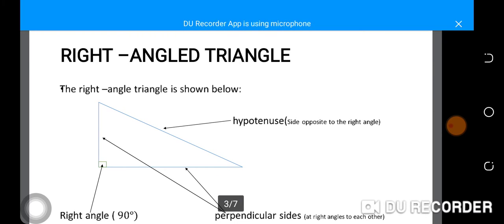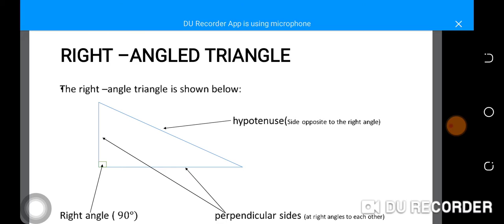Now let us have a look. Here we have a right angled triangle with some parts. Here we have the hypotenuse, the side opposite the right angle. That is the longest side. We call it hypotenuse. And then we have the base length, the line which is below the hypotenuse. And we have another line which is the vertical line. So we have a vertical line and a horizontal line. All these lines are perpendicular sides, or these lines are at a right angle to each other.